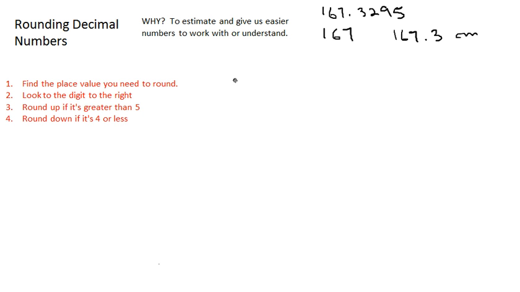Let's say that Nathan was 122.79 centimeters, and I wanted to round that because I still wanted an easier number to work with. I'm going to use the same rules that we've worked with before. If it's 5 or greater, we're going to round up, or 4 and less, we're going to round down. So let's go through these steps. Find the place value you need to round.